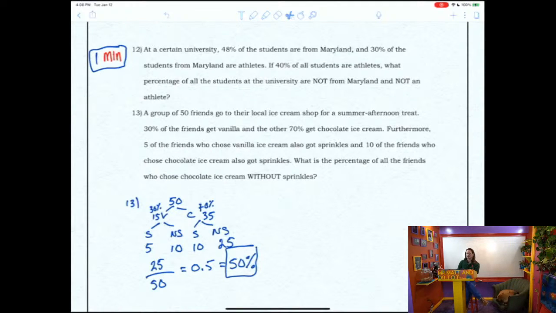They tell us also that 5 of the people who chose vanilla got sprinkles. That means that 15 minus 5, or 10 people, chose vanilla ice cream with no sprinkles.